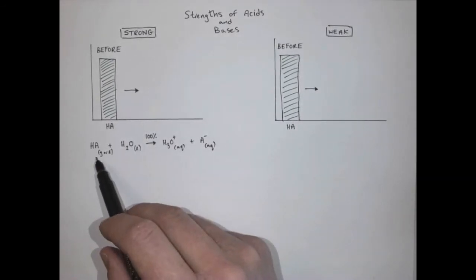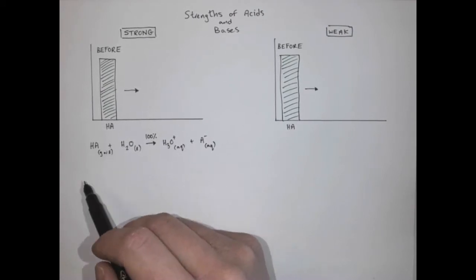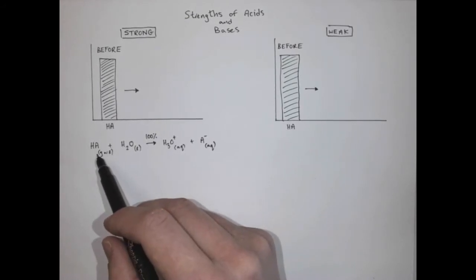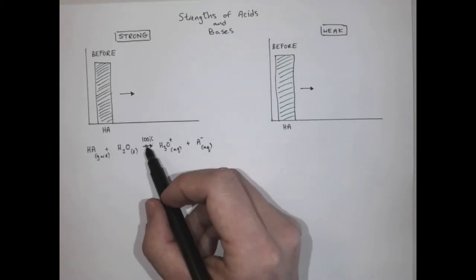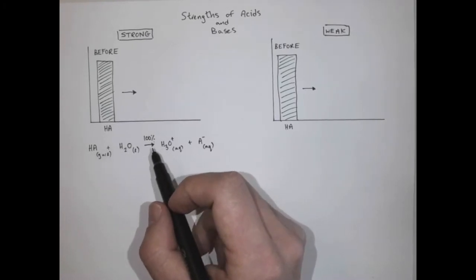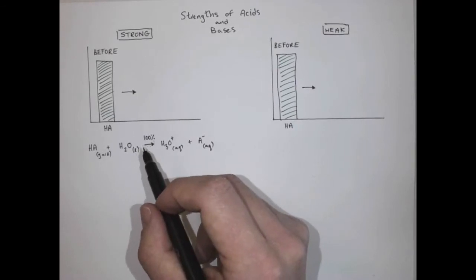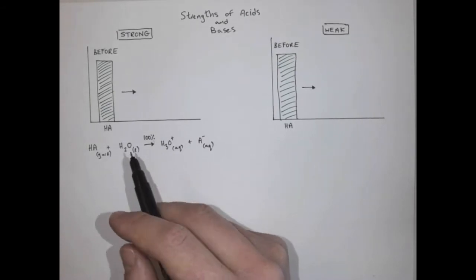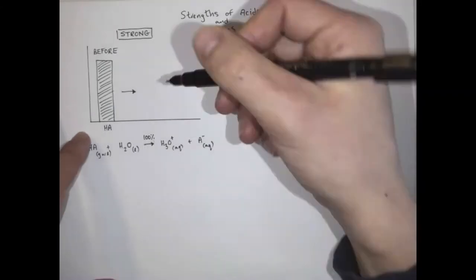So in general, A is not referring to any specific element. A is a placeholder for a general anion that is part of this acid. And I'll show you some examples of what can be A. But really we're paying attention to the extent of the reaction. And really the strengths of acids and bases comes down to the extent to which an acid ionizes or dissociates in water. So with a strong acid, this is almost 100%.